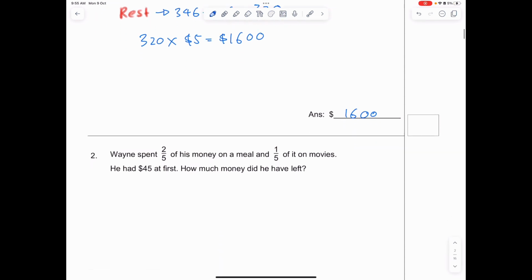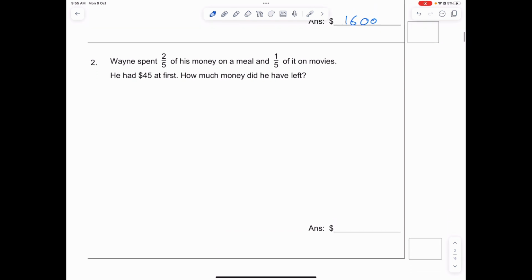Okay. Next, Wayne spent 2/5 of his money on a meal and 1/5 of it on movies. He had $45 at first. So off means times, right? So his money originally he had 45. Alright, so how much money had he left? So there's a few ways of doing this, but they want to know how much money he has left. So you must find out the fraction of it first.